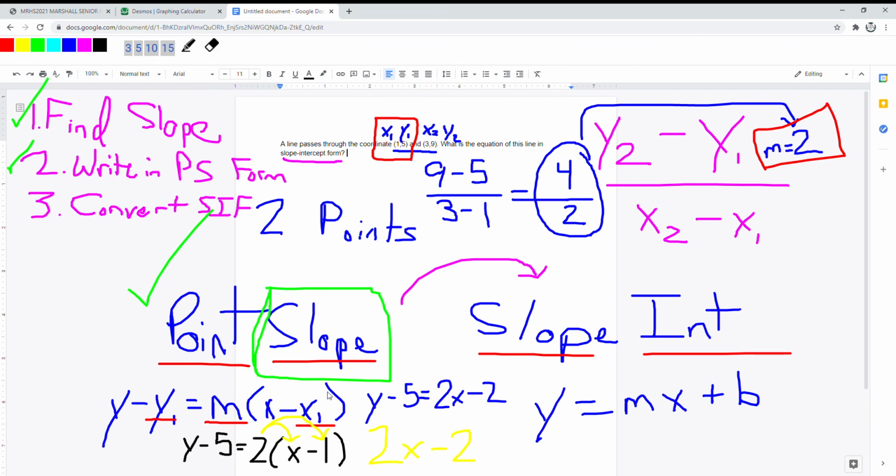All right, we distributed. As you recall from last week as well, the only other step we have to do is getting that y on its own, or adding 5 to the other side. These cancel out, leaving y by itself just like we want, just like it is here, right? We get y equals, and then the 2x stays the same, and we get negative 2 plus 5. Well, negative 2 plus 5 is 3. And look at that. We got to our slope-intercept form of the equation.